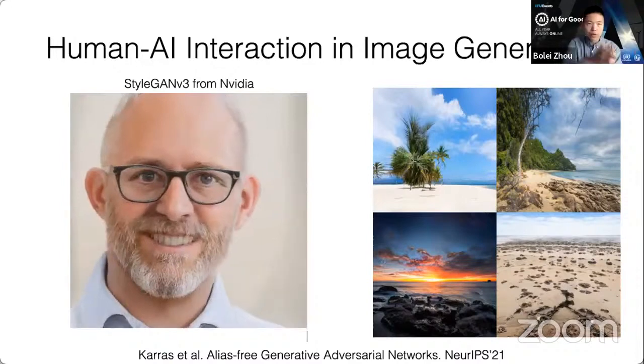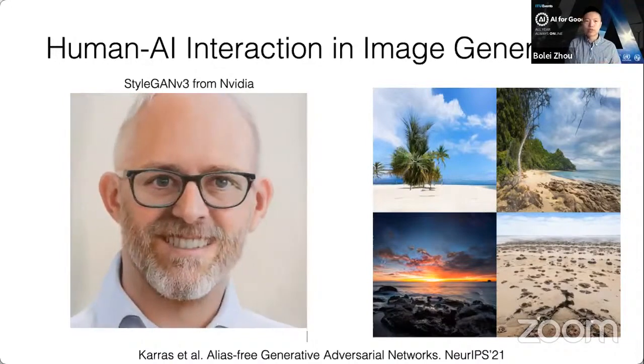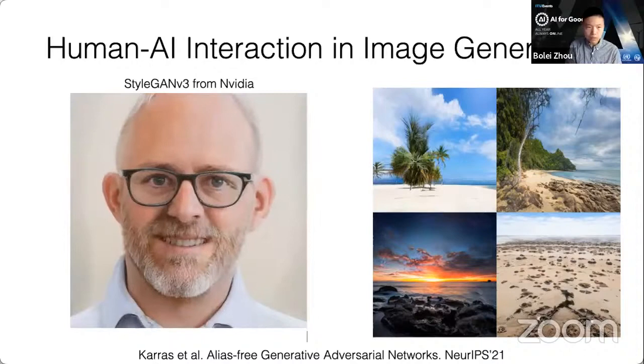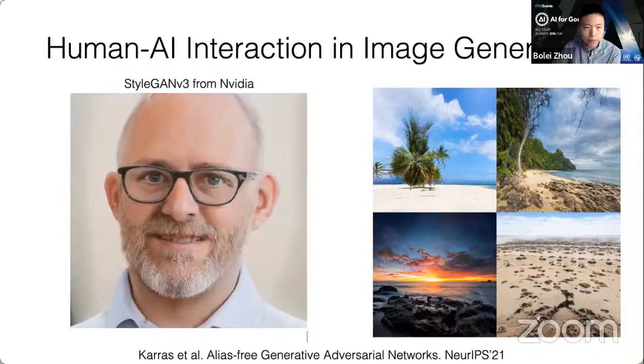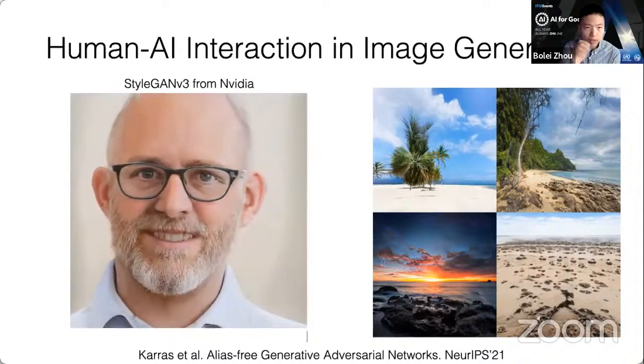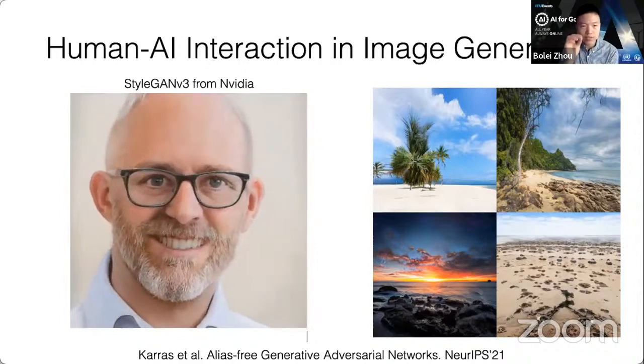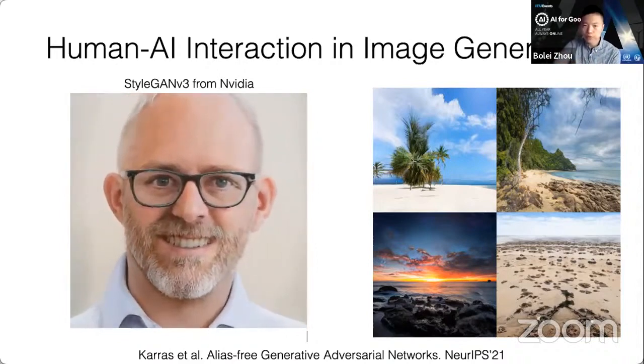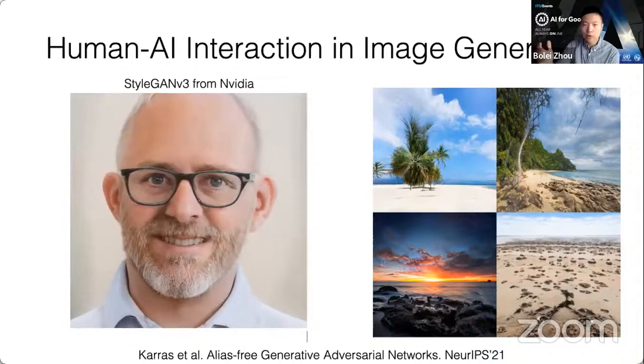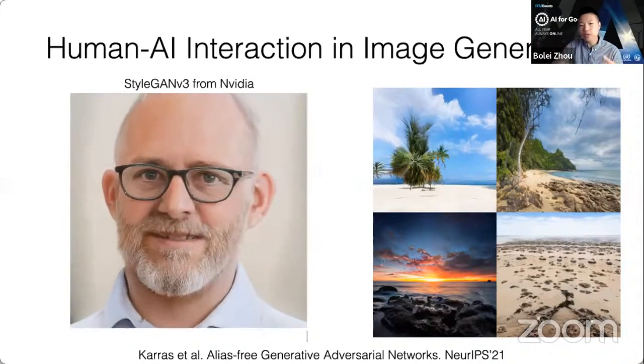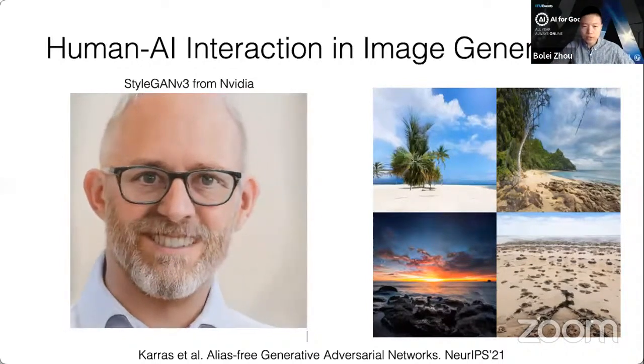So here I show you some results generated by the StyleGAN. It's a very realistic person face. You can clearly see the texture and skin on the people. And also for the nature scenes, we have very realistic object compositions and lighting conditions.